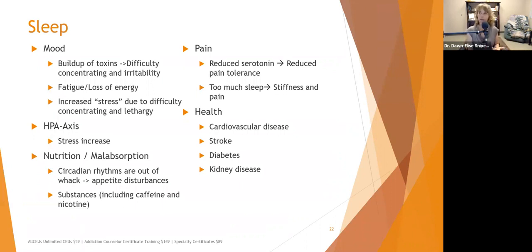And same old thing with pain. When sleep is impaired, when the HPA axis is activated, people are going to have reduced serotonin, leading to reduced pain tolerance. And if they're getting too much sleep, they may have more stiffness and pain and just achiness all over. I was on bed rest for a while with my daughter, and I can tell you, being still for a while, yeah, it can get really uncomfortable. And lack of sleep is actually associated with an increased risk of cardiovascular disease, stroke, diabetes, and kidney disease.